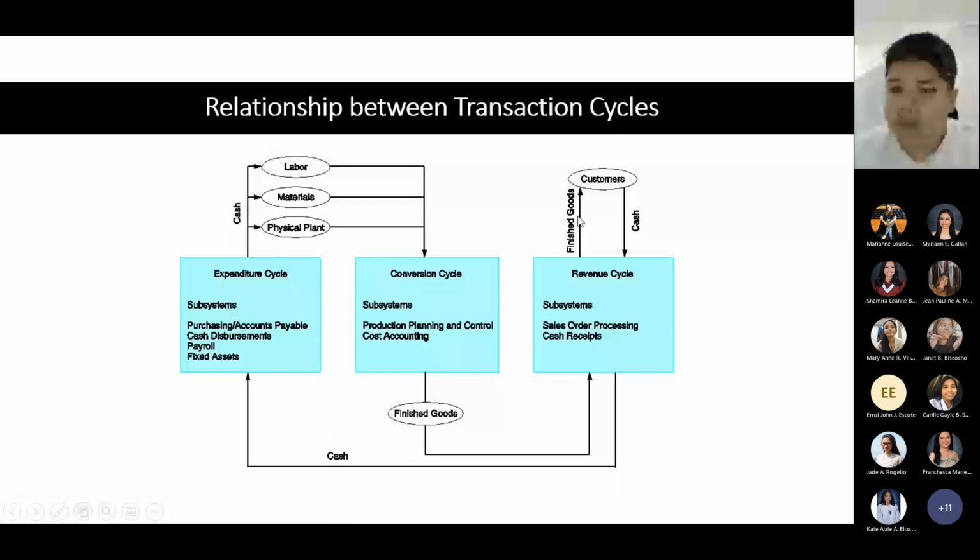Okay? So your finished goods will be transferred to your customer or sold to your customer, and customer will pay you in cash. So there will be cash receipts. Ma'am, ano, bank transfer. So general lang natin dito dinidescribe. So cash receipts. So these cash receipts are the one that you use, ito po, that you use in your expenditure cycle. So the cycle just go and go and go. So ito po yung relationship ng tatlong transaction cycles.